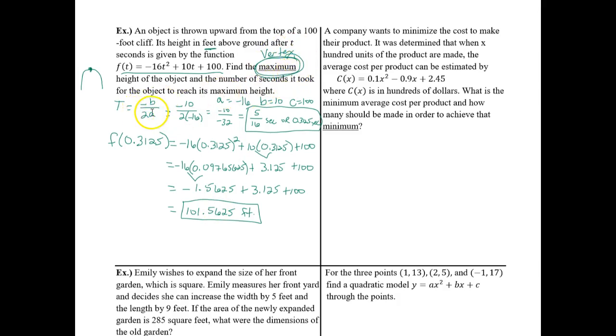Alright, so again, it all comes back to that vertex formula. Negative b over 2a gives us the input, which in this case was t, so it gives us the time. Take that, plug it in the function, and that gives us out the height. Go ahead and try the example on the right.